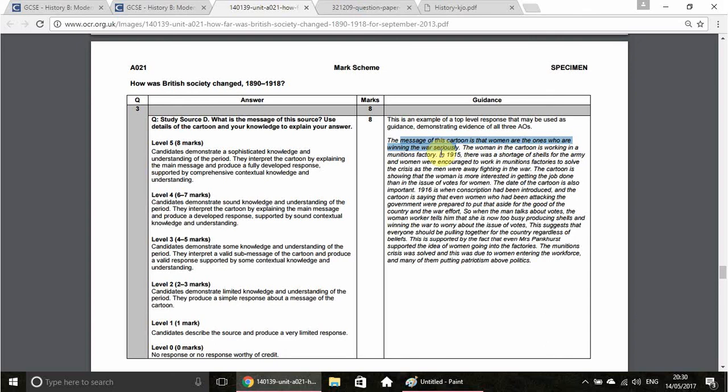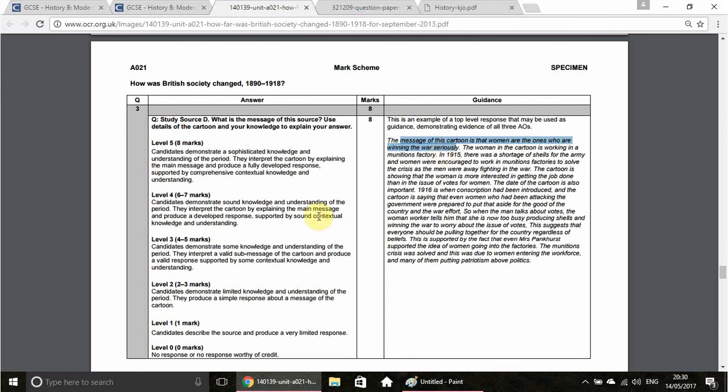would say the message of the cartoon is that women are working seriously in the war and contributing to the war effort, so therefore the cartoonist wants people to believe that women should get the vote after the war is finished. That would be acceptable, but really this cartoon is just about the fact that women are contributing to the war effort in a serious fashion at the height of the war when conscription has been introduced.